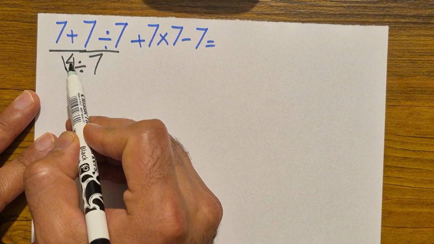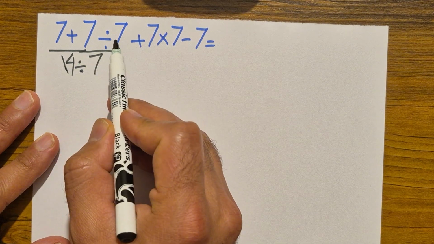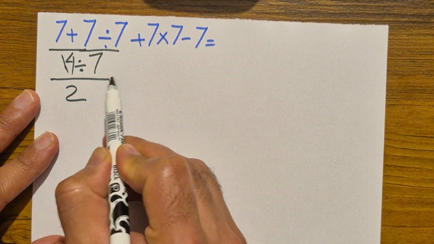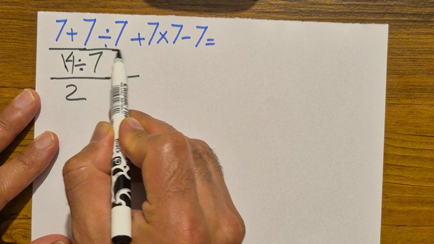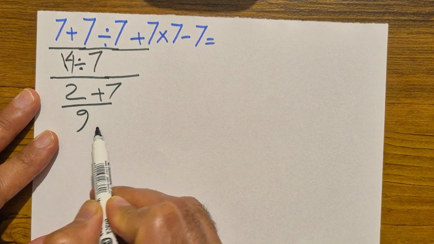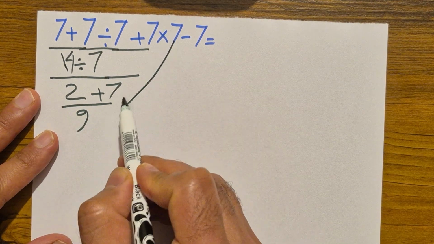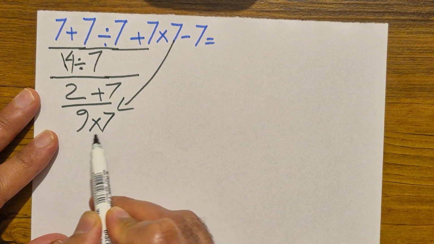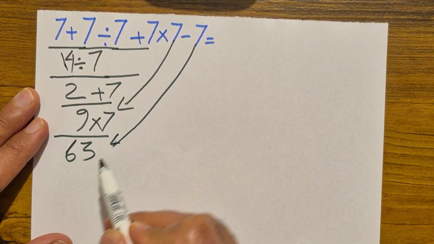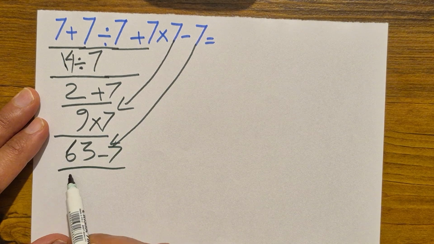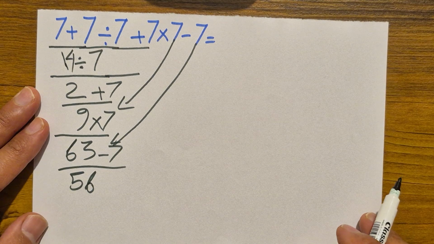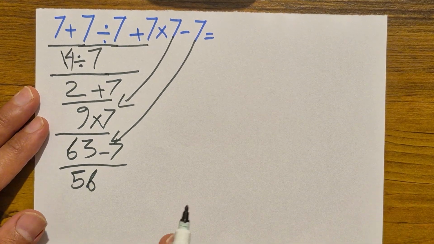7 plus 7 gives us 14. Then divided by 7 gives us 2. Then plus 7 gives us 9. Then times 7 gives us 63. And finally, minus 7 gives us 56. But do you think that's the right answer?